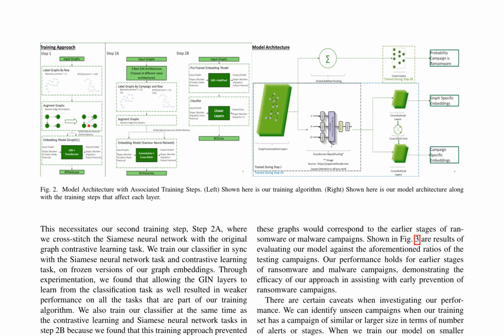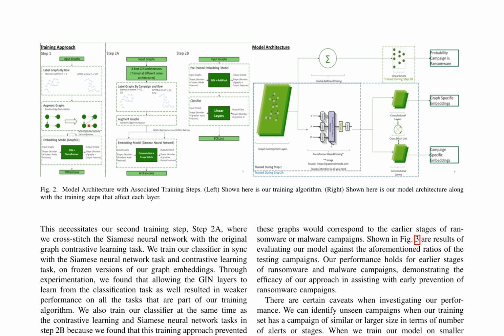The proposed model architecture consists of a Siamese neural network, specifically designed to tackle the graph contrastive learning task. This unique architecture enables the model to learn robust representations of ransomware campaigns, facilitating effective detection. To prevent overfitting, the classifier is trained in tandem with the Siamese neural network and graph contrastive learning task.